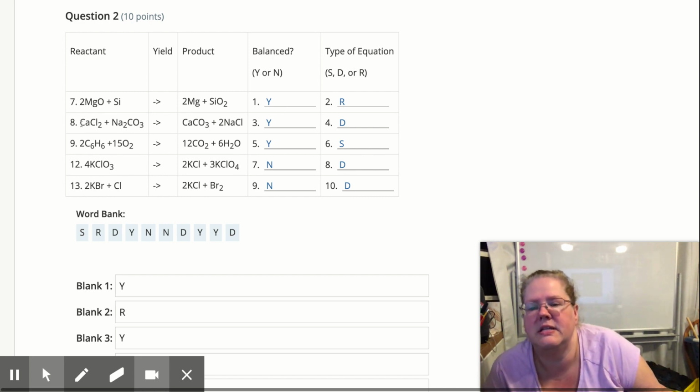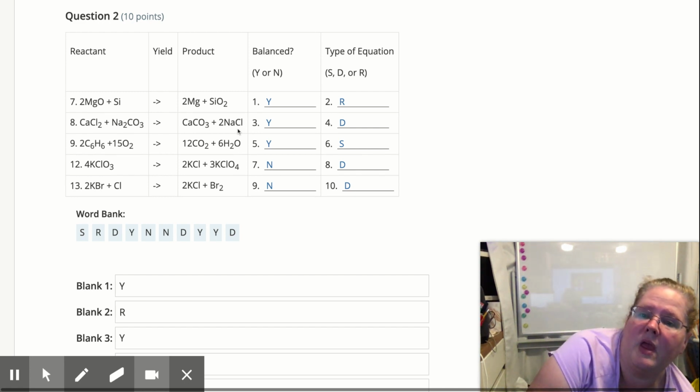I have 1 Ca, no Ca's to add to it. Over here I have 1 Ca, no Ca's over here to add to it. I have 2 chlorines, 2 Cl's. Over here, oh, I've got to look at my coefficient. 2 times Cl is 2 Cls. So far, still so good.